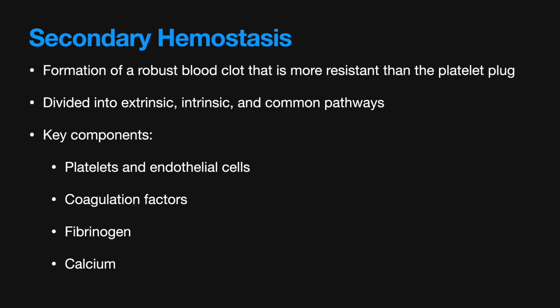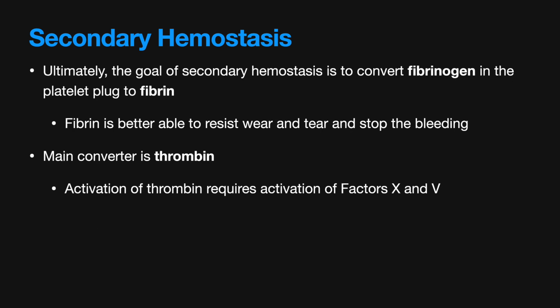This process results in a robust blood clot that is more resistant than the initial platelet plug. We divide this process into extrinsic, intrinsic, and common pathways. Key components here include the platelets and endothelial cells, coagulation factors, fibrinogen, and calcium. Ultimately, the goal of secondary hemostasis is to convert fibrinogen in the platelet plug into fibrin. Fibrin is better able to resist wear and tear and stop the bleeding.